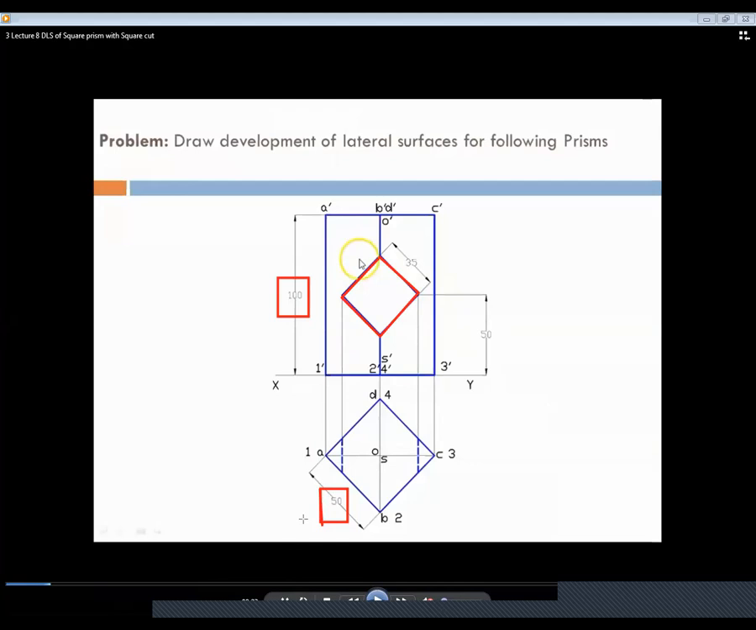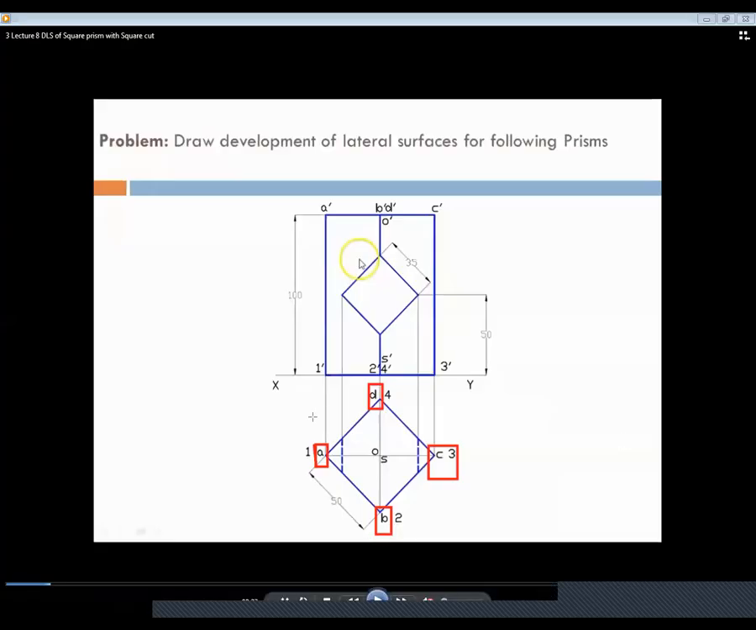Fine. Now how to draw? What you have to do is, if the front view and top view is given to you, or else the statement is mentioned, then you have to draw the front view and top view. So you have to develop this prism with effect of the square hole. Okay, this is the front view and top view of square prism.